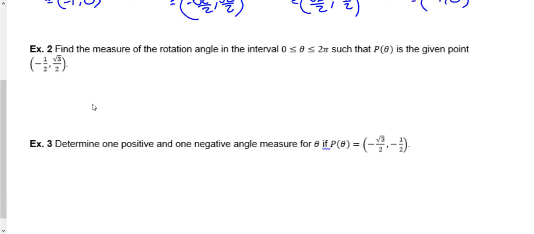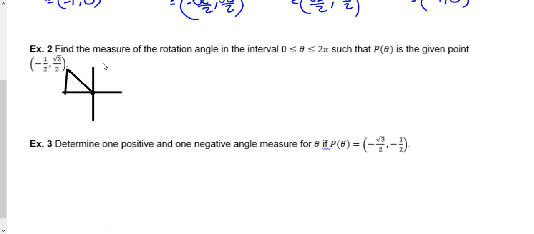In example 2 here, it says find the measure of the rotation angle given this interval here. So whenever we state a domain, your answer has to be in that domain. This domain is between 0 and 2 pi, so your answer theta has to be between 0 and 2 pi. So looking on our unit circle, where are we? That's going to be negative for x and positive for y, we're definitely in quadrant 2. So quadrant 2 is where we're at.